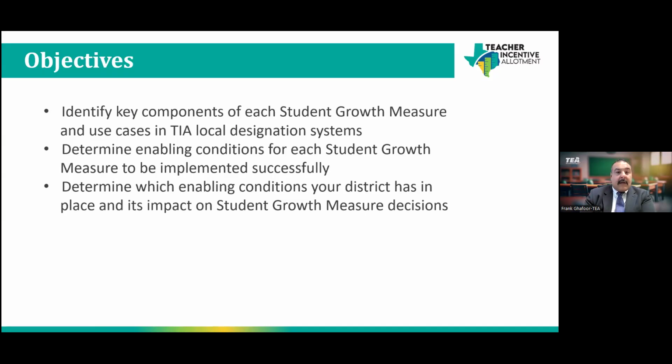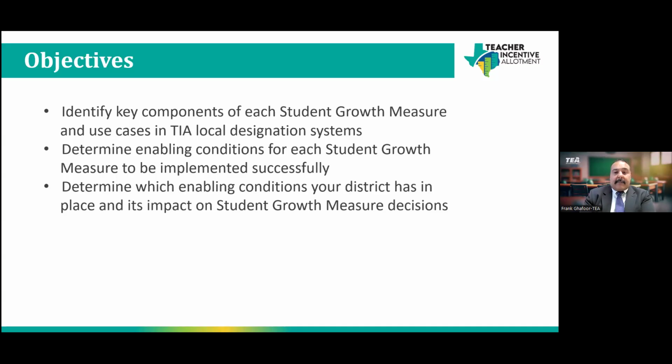All right. So what we want to do today is identify our key components of each student growth measure and use cases in a TIA local designation system. We also want to determine our enabling conditions for each student growth measure to be implemented successfully. And then lastly, we want to determine which enabling conditions your district has in place and its impact on student growth measure decisions. I want to call out what enabling conditions are. Enabling conditions are the prerequisite conditions for the effective and efficient implementation of student growth measures, or the factors that need to be in place for the effective implementation of TIA.